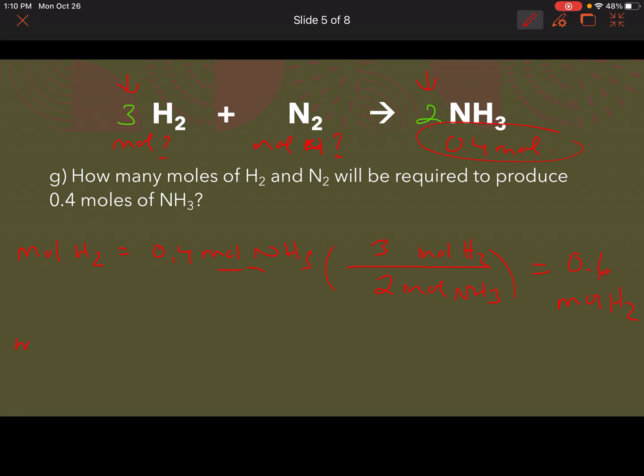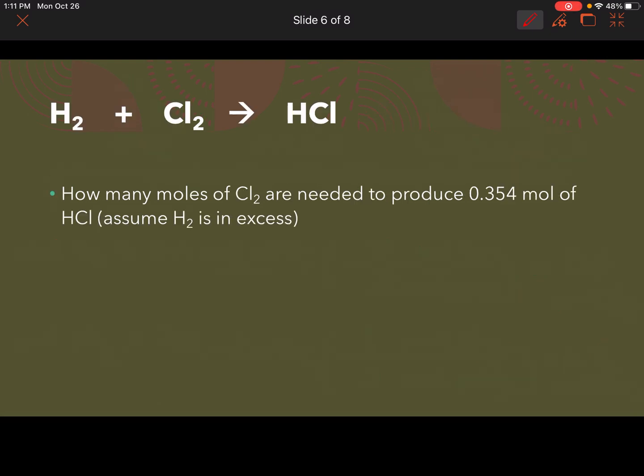Okay, now I'm going to do the same thing for moles of N2. Again, I'm going to start out with 0.4 moles of the NH3. Then I've got my mole ratio, so I'm converting from moles to moles using the mole ratio. So moles of N2 goes on top, moles of NH3 on the bottom, and the ratio between them is 1 to 2. And so I end up with 0.2 moles of N2. So I can use dimensional analysis to solve for these here.